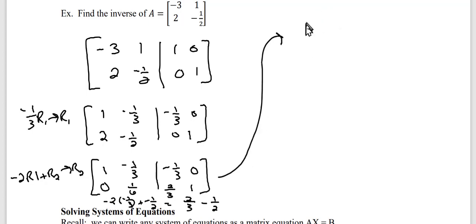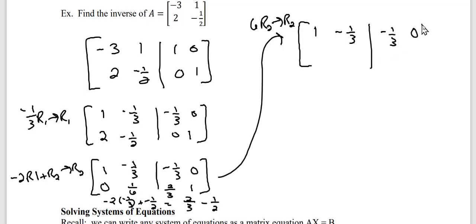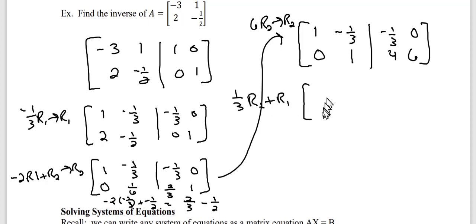Next, I want to get a 1 where that 1/6 is, so I'm going to multiply 6 times row 2 and put it in the row 2 position. 0, 1. 6 times 2/3 is 4. 6 times 1 is 6. Last step here. We need to get a 0 where that -1/3 is. So we'll do 1/3 times row 2 plus row 1.